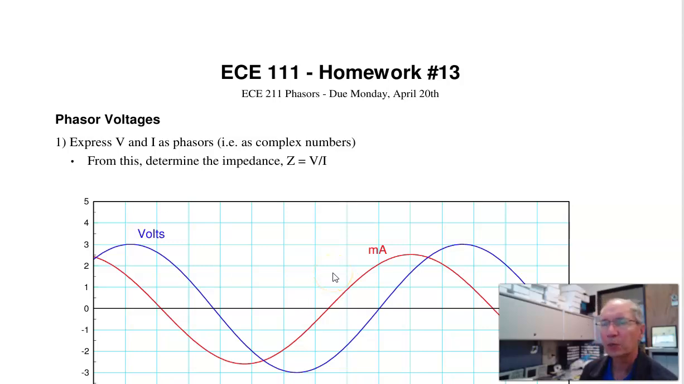Here are solutions to homework set number 13 for ECE 111. This homework set looks at phasors. Now, last week we looked at complex numbers.